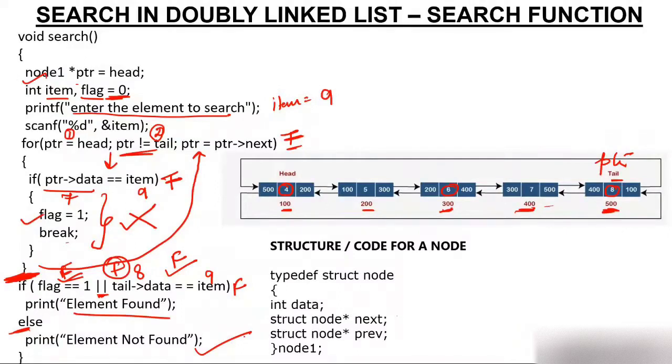So this was all about how to search a node in a doubly circular linked list. This is a doubly circular linked list. Fine. Okay.